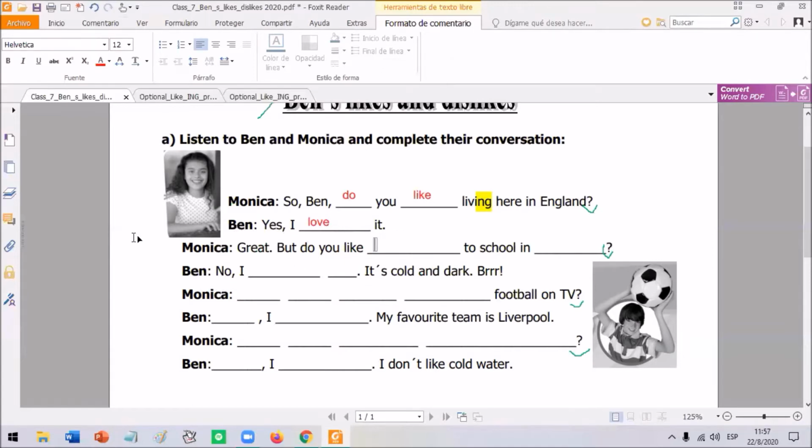¿Y qué dijo? ¿Lo llegaste a escuchar? Yes, walking. Ok, habla de la acción de caminar a la escuela. Pero como decíamos, después del like, le tenemos que agregar esta terminación. Walking takes ing. Do you like walking to school in... Yes, in winter. Ok. Do you like walking to school in winter? Let's see the answer.